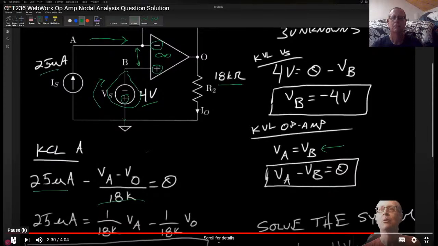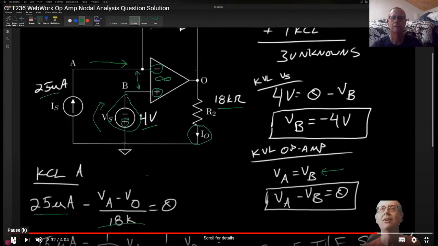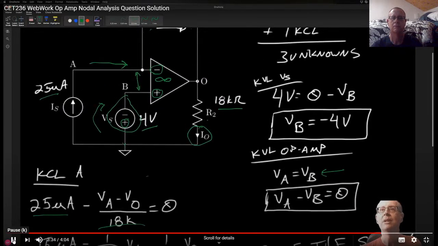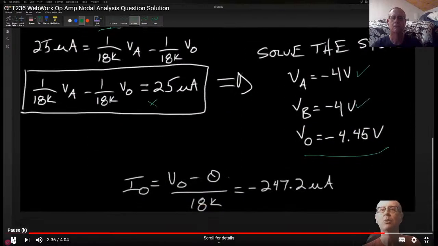And then if we want to get what I out is, we know V out, we know R2, so we can just use V out minus 0 on R2, which is minus 24.2 microamps. Okay, and that's the way to solve that question. I apologize for not getting it right as far as WebWork is concerned, but it is what it is.